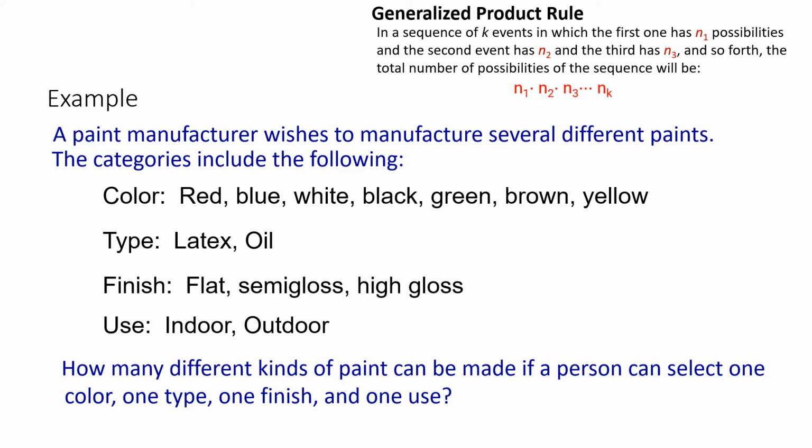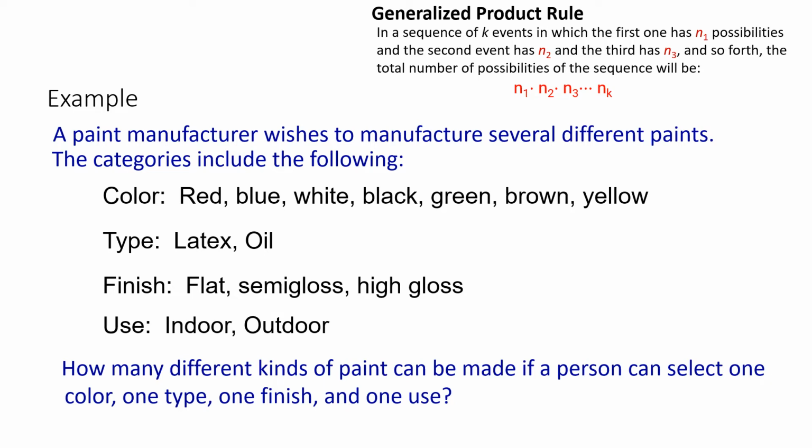Then for the type, it could be latex, which would be water-based, or oil-based. Okay, so latex or oil. Now for the finish, it could be a flat finish or a semi-gloss or a high gloss. Those are the options that this paint manufacturer is going to offer. And then for the uses, indoor or outdoor.